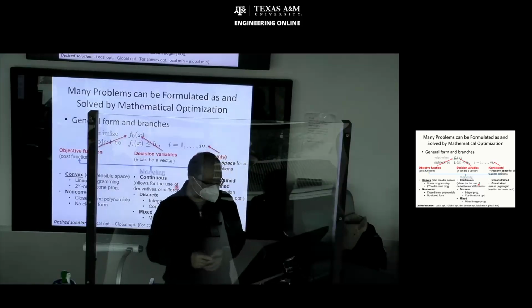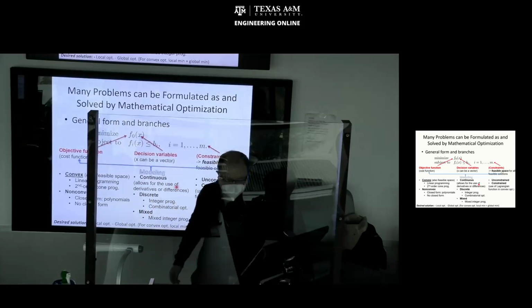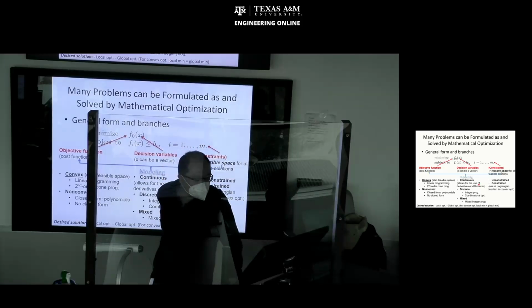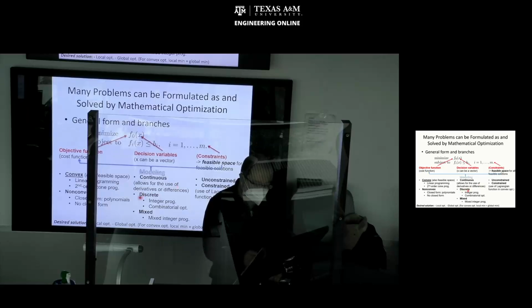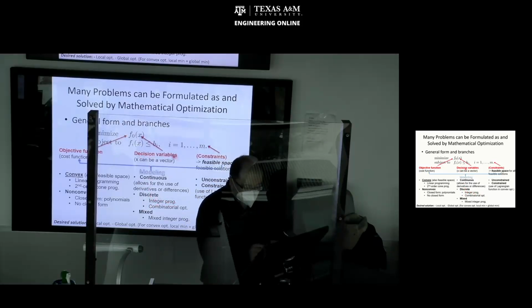But imagine that x is a hyperparameter in your machine learning model, like the depth of your GCN, graph convolutional neural network, or the number of neurons in that layer. It's not a continuous number. It's discrete, right? So in that case, you may end up solving a different kind of problem. This could be integer programming if the feasible solutions of the decision variables are integers, or this could be just combinatorial.